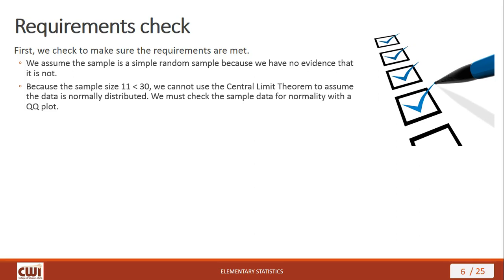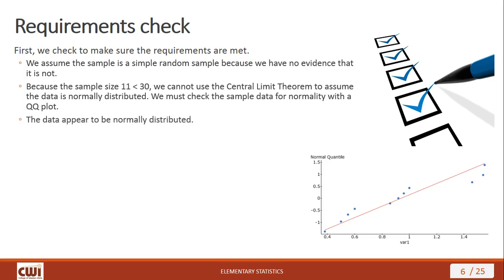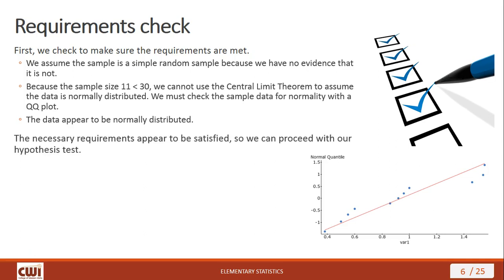So we have to check for normality, and we're going to do that with the QQ plots that we were making earlier in the course. When we do, we get a plot that looks something like this. And yeah, the points are more or less close to that red line that you see there in the middle. And there's no sinusoidal pattern. There's no obvious huge departures from that line. So we're going to say that, yeah, the data appears to be normally distributed. So we have that requirement met. And what that means is that both our requirements are met, so we can proceed with our hypothesis test.